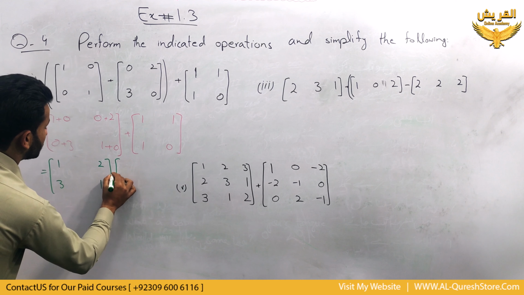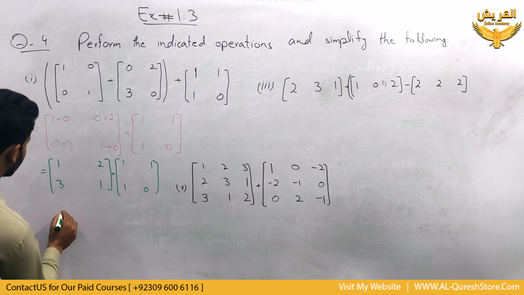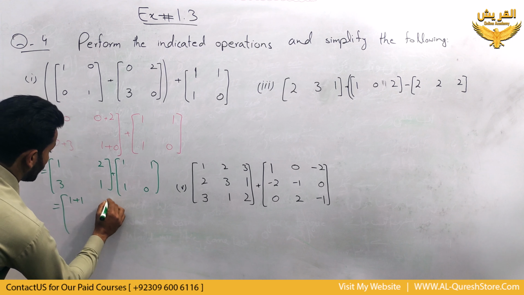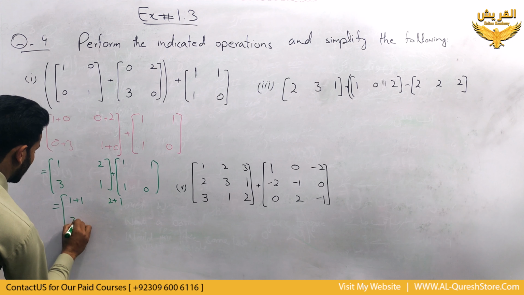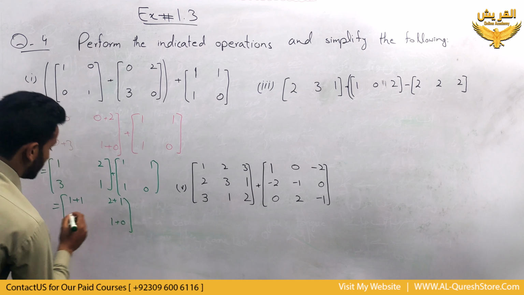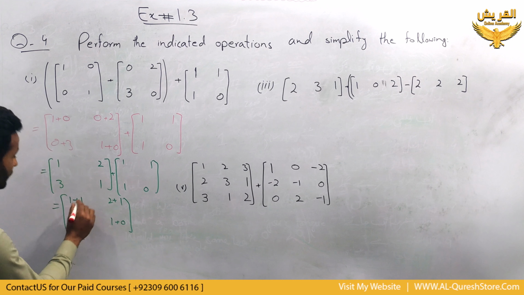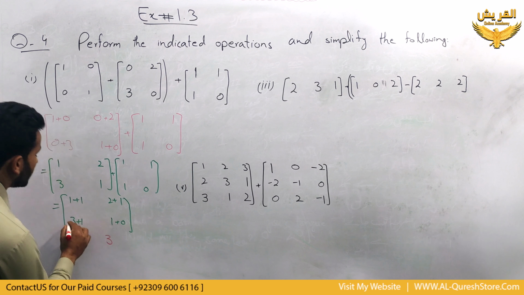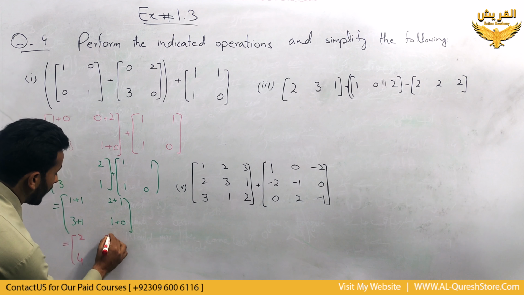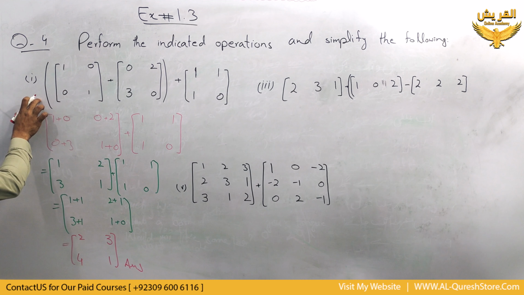By adding 1, 1, 1 and 0 in this matrix, we can obtain 1 plus 1, 2 plus 1, 3 plus 1 and 1 plus 0. 1 plus 1 is equal to 2, 2 plus 1 is equal to 3, 3 plus 1 is equal to 4 and 1 plus 0 is equal to 1. This is the answer of that part of this question.